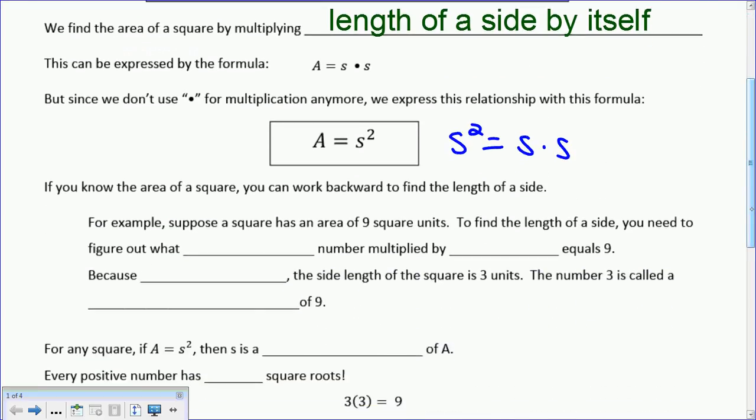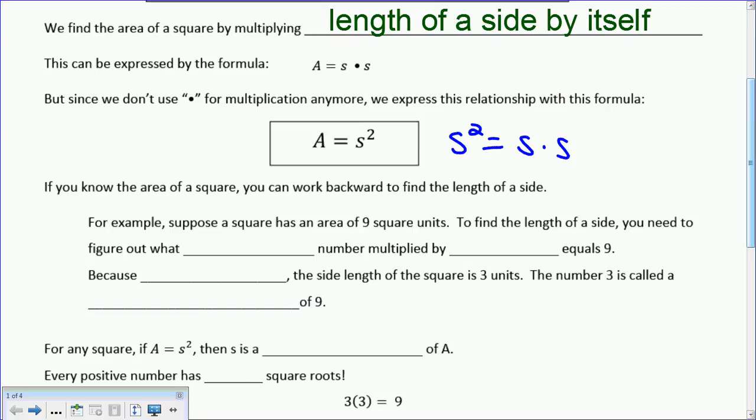So if you know the area of a square, you can work backward to find the length of a side. So this is where we're going to go. We're going to eventually go back to, remember the chart there in 2.1? We're going to show you how to find those side lengths from this one here, right? Remember we left that far right column open?